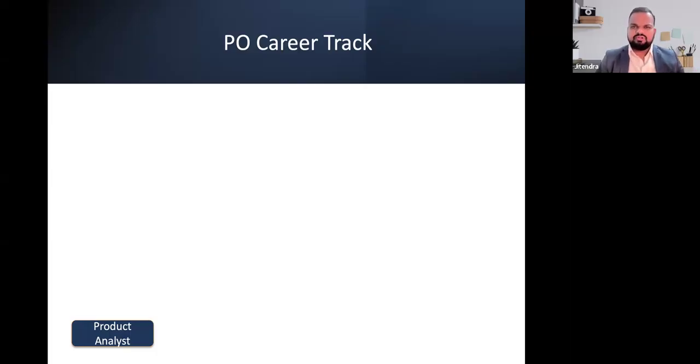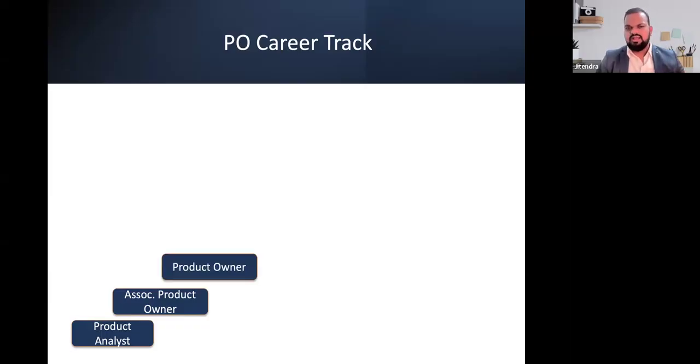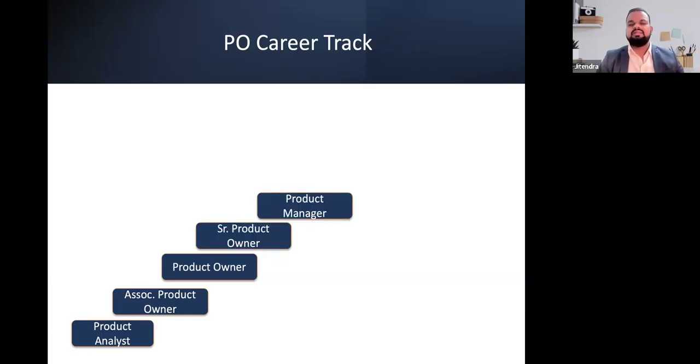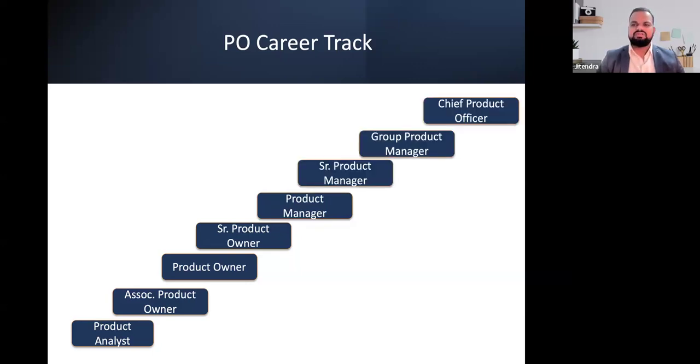If you are aware of the BA job, or business analyst, you can relate it with the product analyst job. After the PA, the product analyst, you become associate product owner, then product owner job role. The next role is the senior product owner. And then you will enter the management side as a product manager, senior product manager, group product manager, and chief product officer.